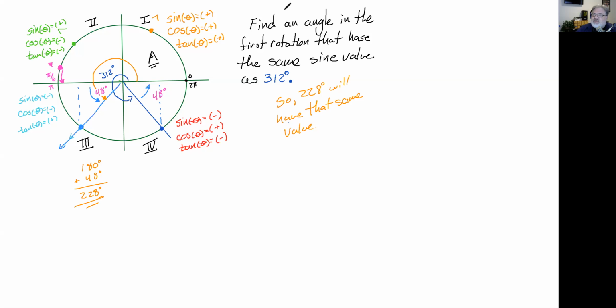I want to give you guys a chance to try this, but I want you to try it with a different function here. So let's copy that. There's probably a way for me to copy and paste this in Zoom, but I don't know it yet. Find an angle in that first rotation, so in the interval from 0 to 2 pi, we'll do a radians one.